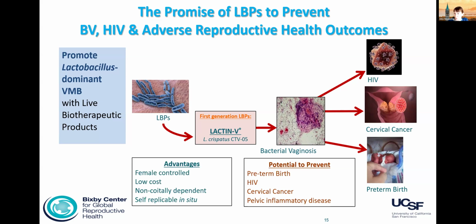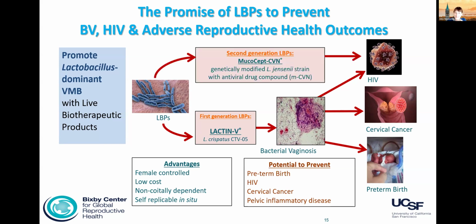It is female controlled. It could eventually be low cost. It is non-coitally dependent, so women can take it at any time. It's not related to sex itself. And it could be self-replicable in situ, so you have to do only very intermittent dosing. We are also working on what we're calling a second generation LBP that is a genetically modified Lactobacillus strain that can express an antiviral drug compound. I'll talk about this a little bit later.